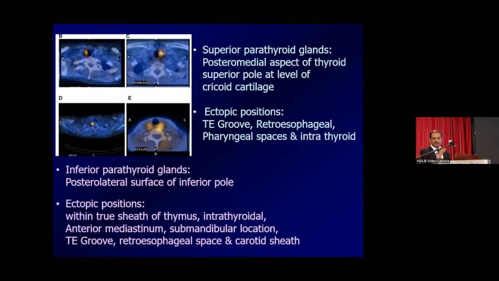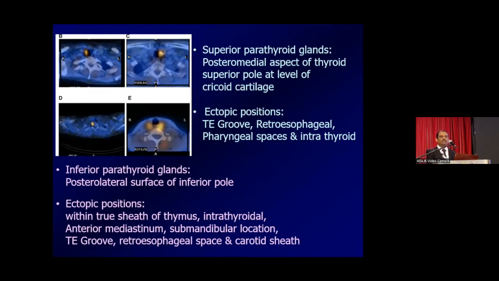So when you interpret, how to interpret a SPECT-CT, you have to keep it in your mind: the superior parathyroid glands are at the posteromedial aspect of the thyroid at the level of the cricoid cartilage. So these are very basic images. These images are obtained with a 2.5 mA Infinia Hawkeye, and even in that you will be able to make out which is the cricoid cartilage, which is the tracheal region.